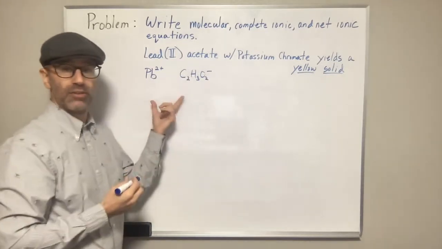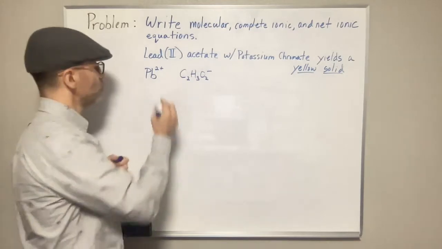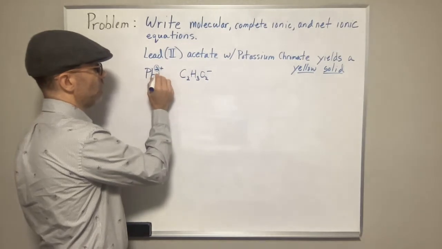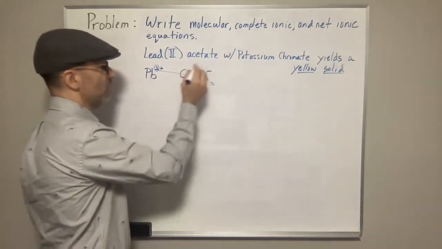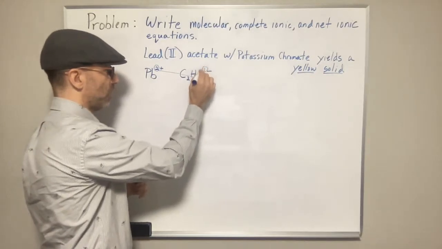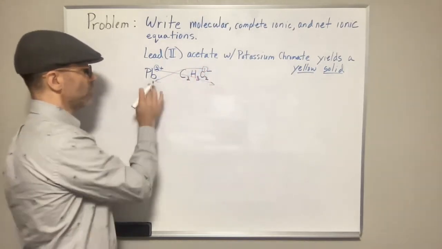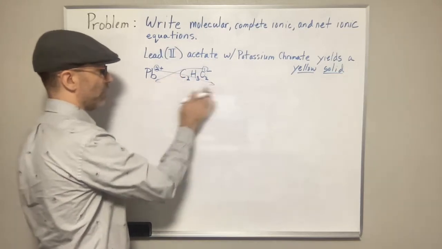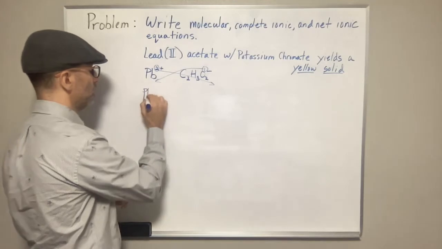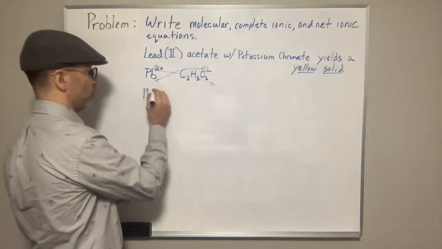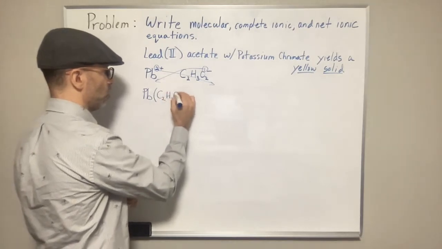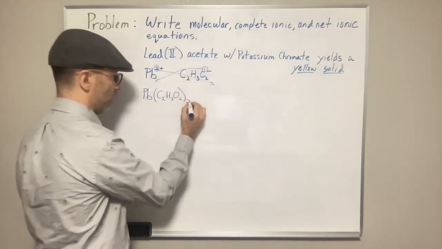Another way to go about this is the crisscross method. The crisscross method is where you take the numbers of the charges and write them as subscripts to the other ion, so you're crisscrossing. I have a 1 here, so that's going to go there. So I need a 1 here and a 2 there, as I just said. Here it's going to be Pb, and I need 2 of those, so I'm going to need parentheses, C2H3O2, and then a 2 on the outside.